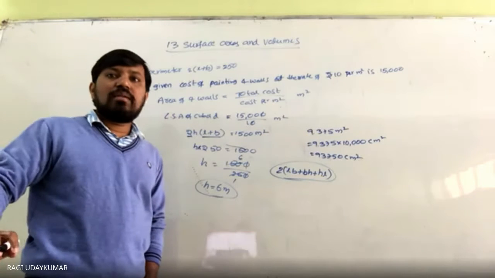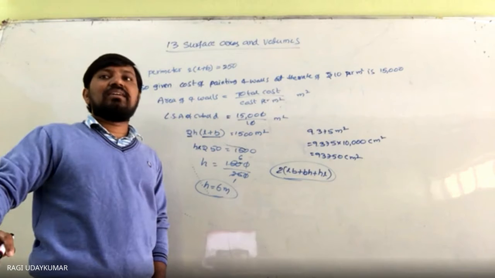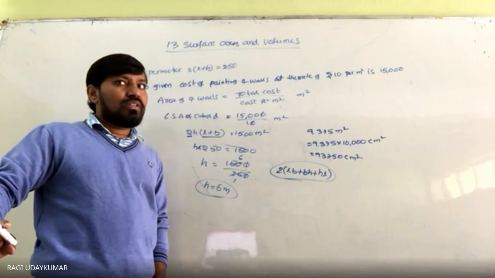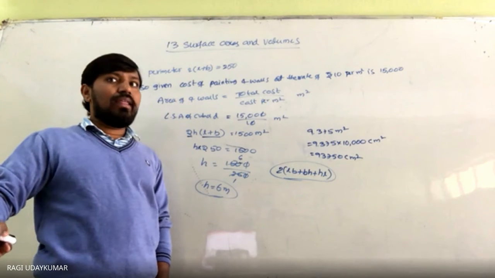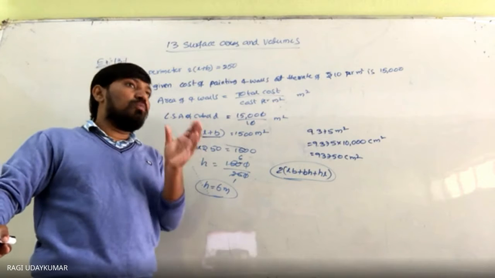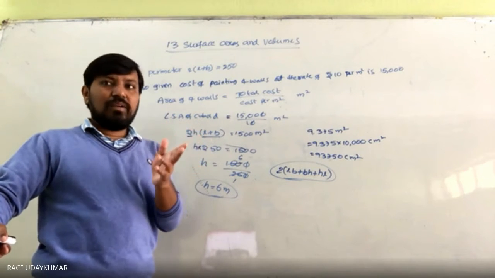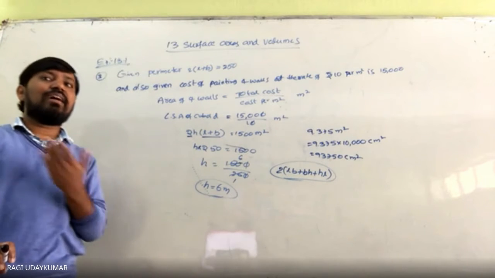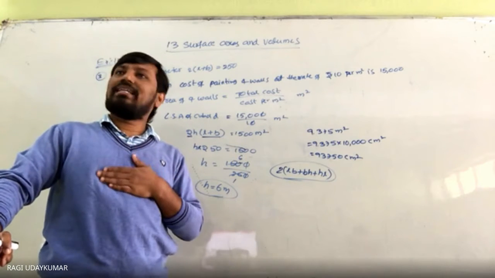So the fifth problem: a cubical box having each edge 10 centimeters and another cuboidal box. Cubical box means cube. Cuboidal box is equal to cuboid. There is a difference between the terminology also. You note down here: 12.5 centimeters, 10 centimeters, and wide is 10 centimeters and height is 8 centimeters.